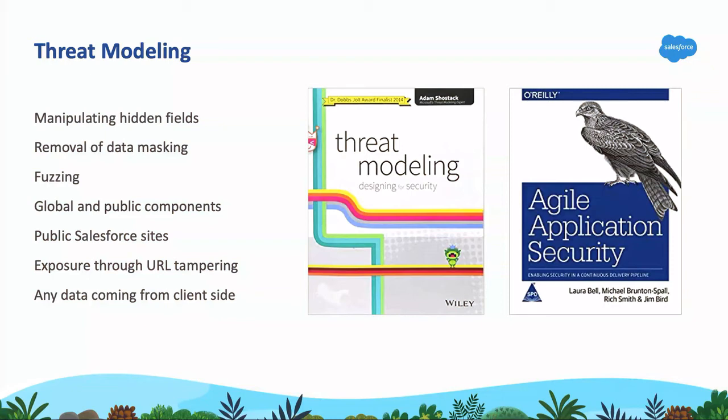Is the mechanism for data masking actually governed? Or is it possible to unmask the data if you open up the developer tools? And are the components that you're building global? Is the data that's coming through them being checked or trusted?